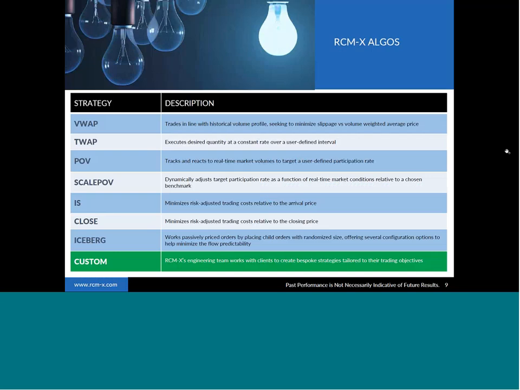And we'd also like to talk about what the actual standard algorithms are and what they do and why and when you would use each one of them. So many of these names, if you've used algos before, should look familiar. From the top, we have a VWAP strategy, and the VWAP strategy aims to track VWAP benchmarks, so that's the volume-weighted average price. And it does that by constructing a volume forecast based on historical data.